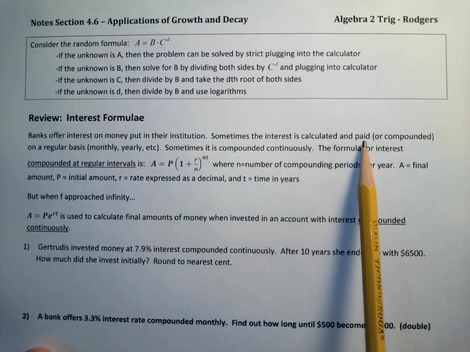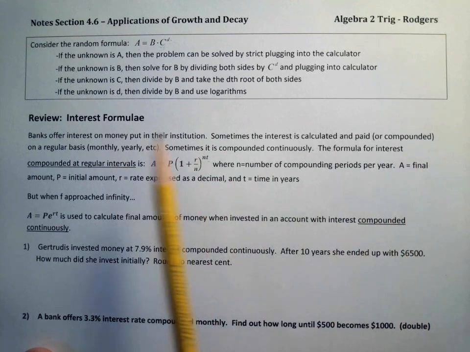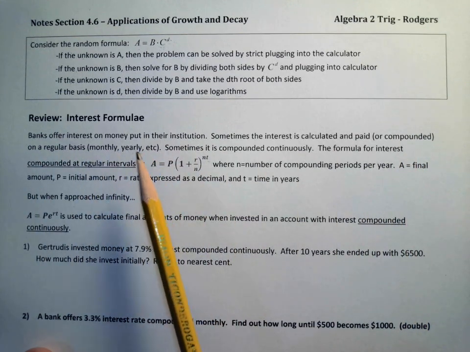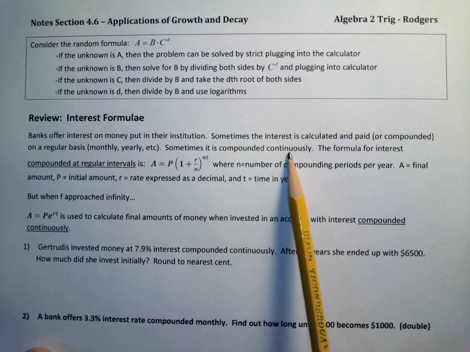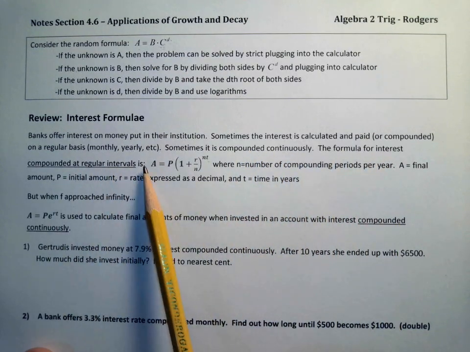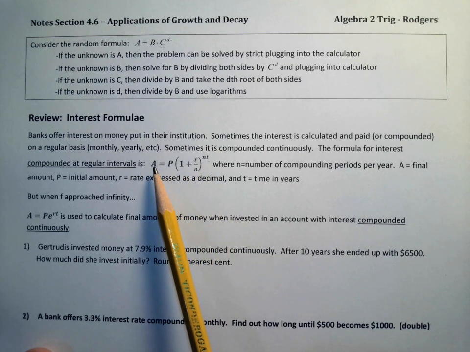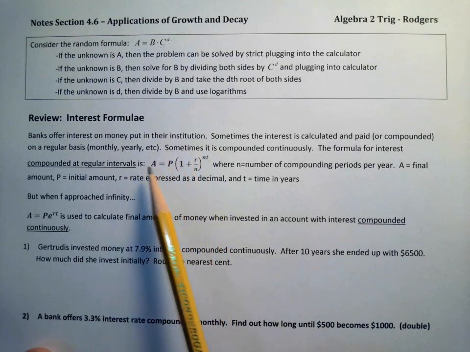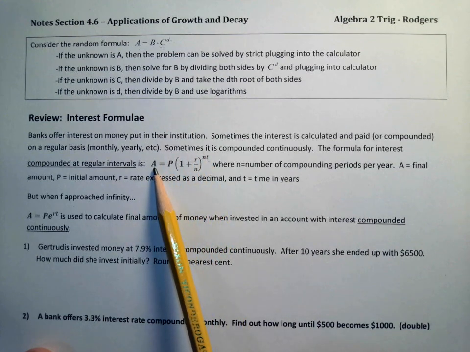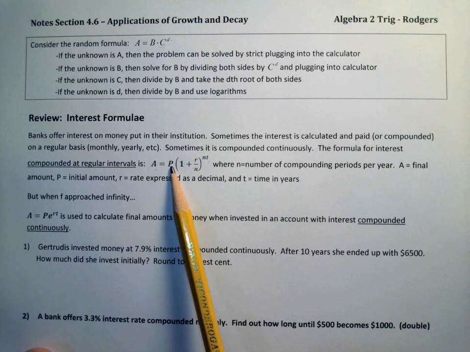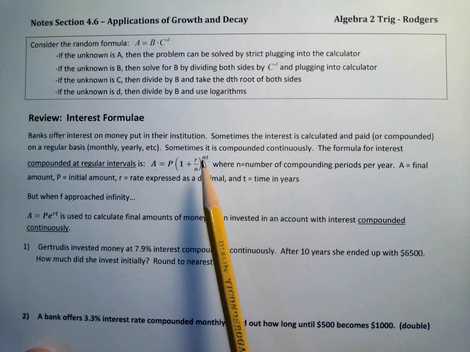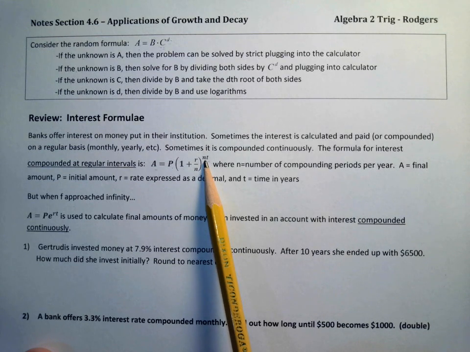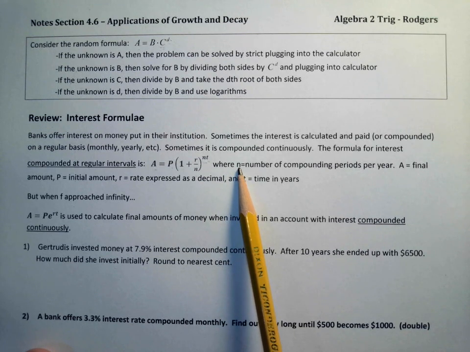Sometimes the interest is calculated and paid, or compounded, on a regular basis, monthly, yearly, etc. Sometimes it's compounded continuously. The formula for interest compounding at a regular interval is A equals, now depending on when you get this equation, the A might look different. There might be a different letter there, but it's essentially the same thing. A equals P times the quantity 1 plus R over N, and then that quantity is raised to the N times T power.